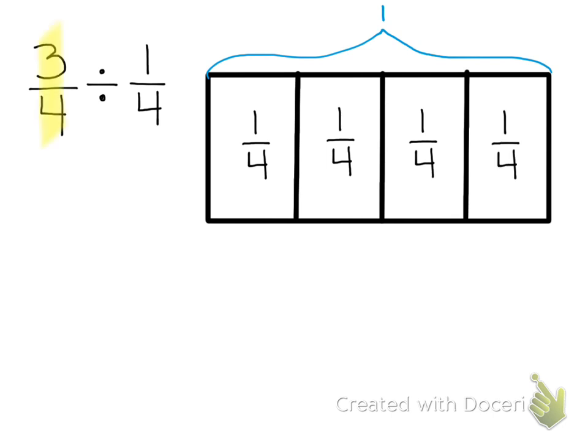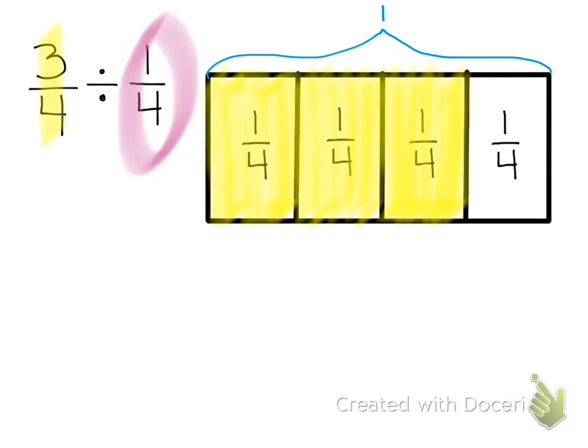Now, my fraction says 3/4. I want to show 3/4, so I will shade in 3 out of 4. 1/4, 2/4, 3/4. I just showed you 3/4. Now, I want to know how many 1/4 I can make, how many groups of 1/4. So here's one group, 2 groups, 3 groups. So my answer is 3.